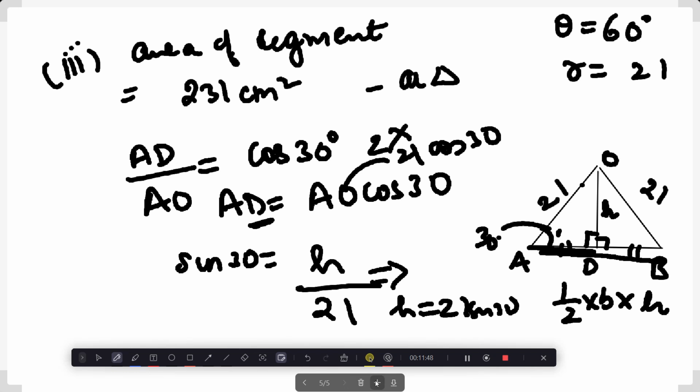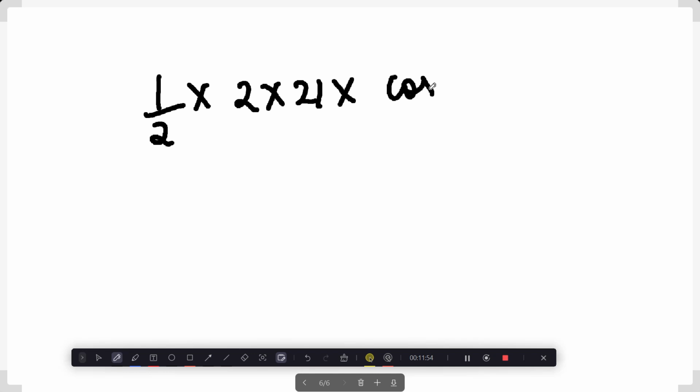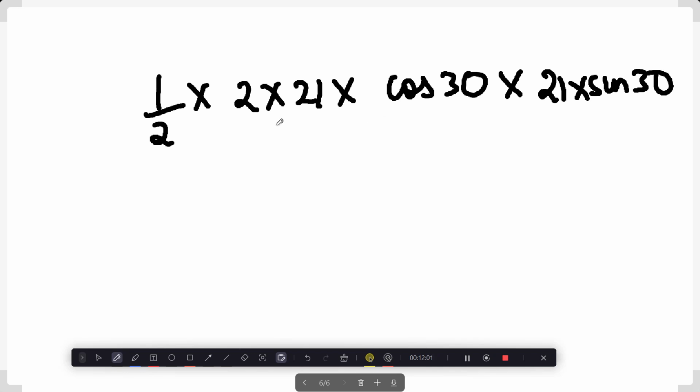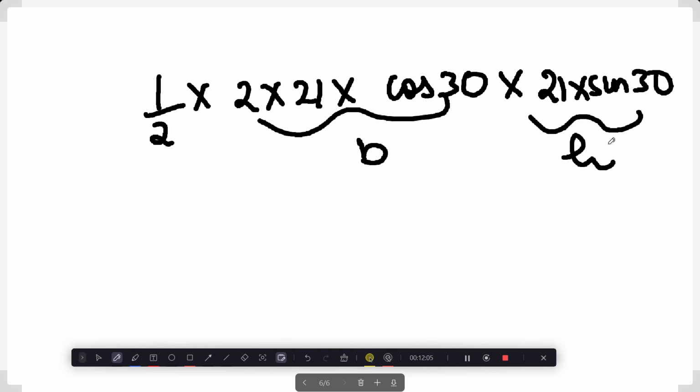ठीक है? So क्या होगा? Half into 2 into 21 into cos of 30. That is the base. Into 21 into sine of 30. That is the height.